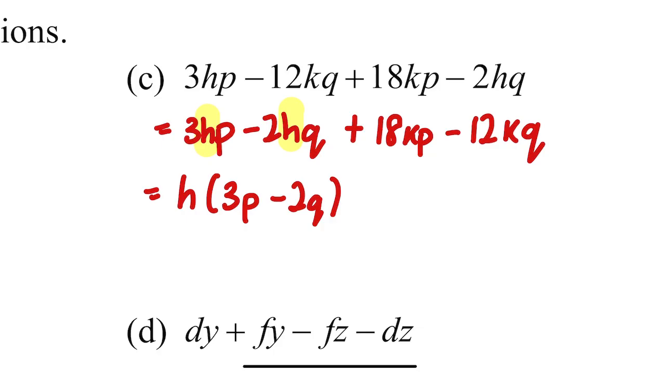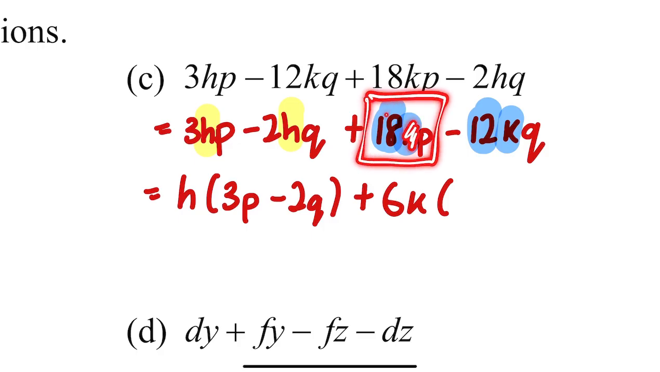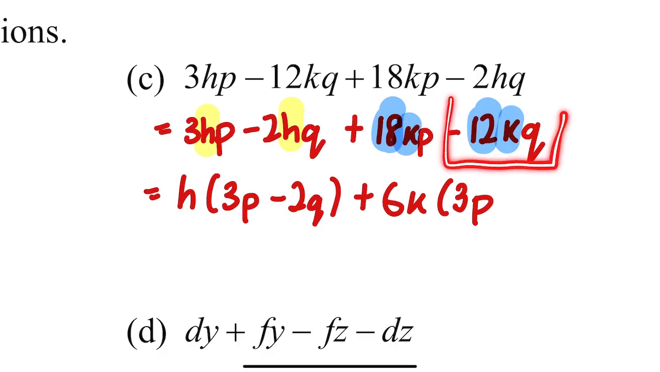Next, I look at the next two terms over here. 18 and 12, common factor is a positive 6. So I can write over here positive 6. I look at the letters now. I have K and K, which is a common factor, so I can also take out a K. 18KP here, take out K, 18 divided by 6, I'm left with 3P. Next term, negative 12KQ. I take out a K, I take out a 6. 12 divided by 6, I'm left with minus 2Q.